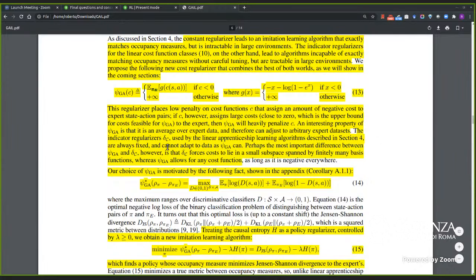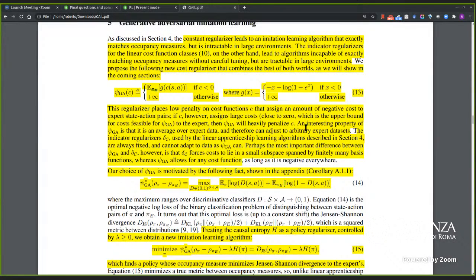So the indicator regularizer used by linear apprenticeship learning algorithms described in section 4 is always fixed and cannot adapt to data as PsyGA can. Perhaps the most important difference between PsyGA and the indicator regularizer, however, is that the indicator regularizer forces costs to lie in a small subspace spanned by finitely many basis functions, whereas PsyGA allows for any cost function. So there is no longer any restriction on the space of the cost functions as there was before.